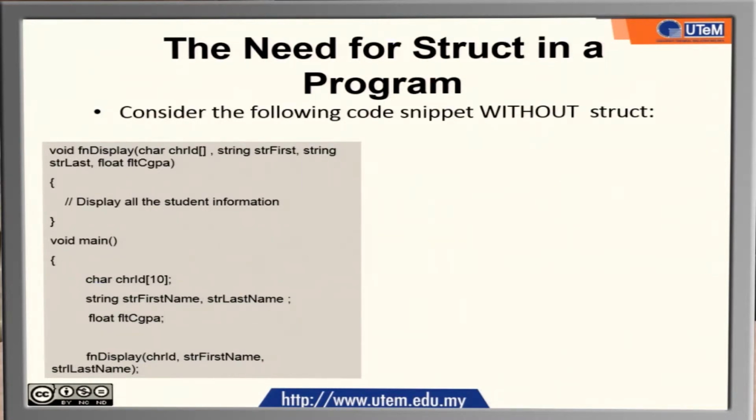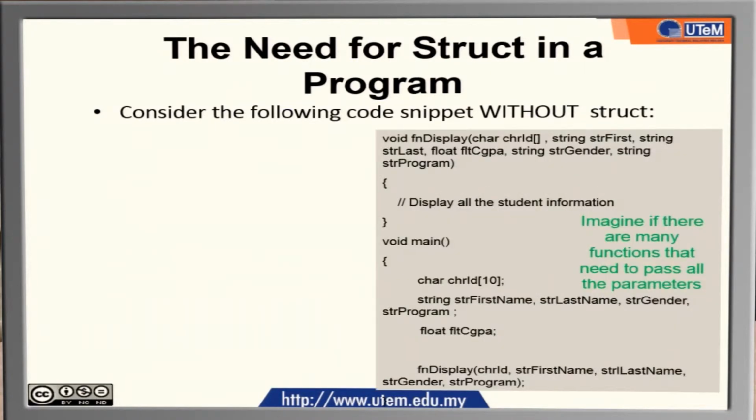cgpa. Later on, if you want to make some amendment or changes in the future, where you have the gender and also the program, you actually have to make changes to the main program, the function call and the function definition, which is very tedious. Imagine if there are hundreds of functions referring to each of the members. So you have to make changes to lots of functions.